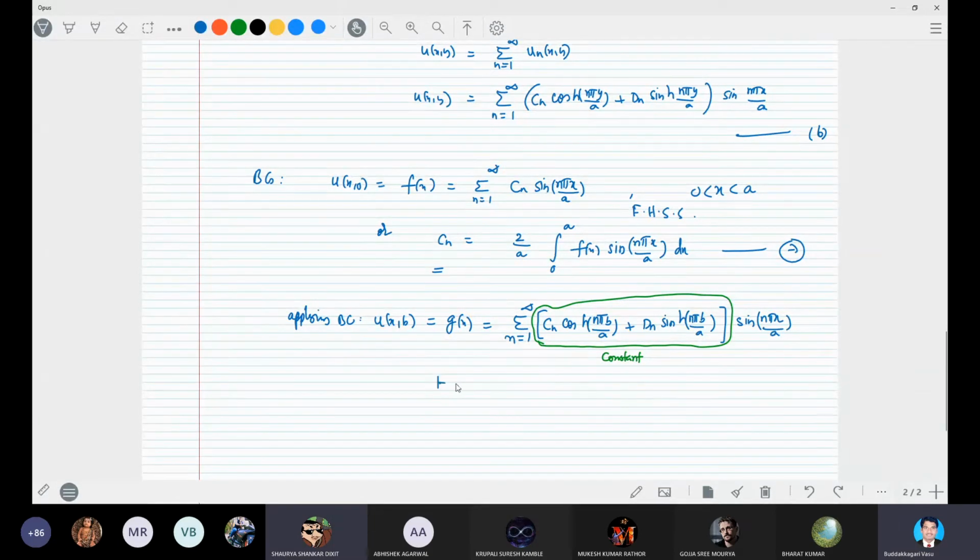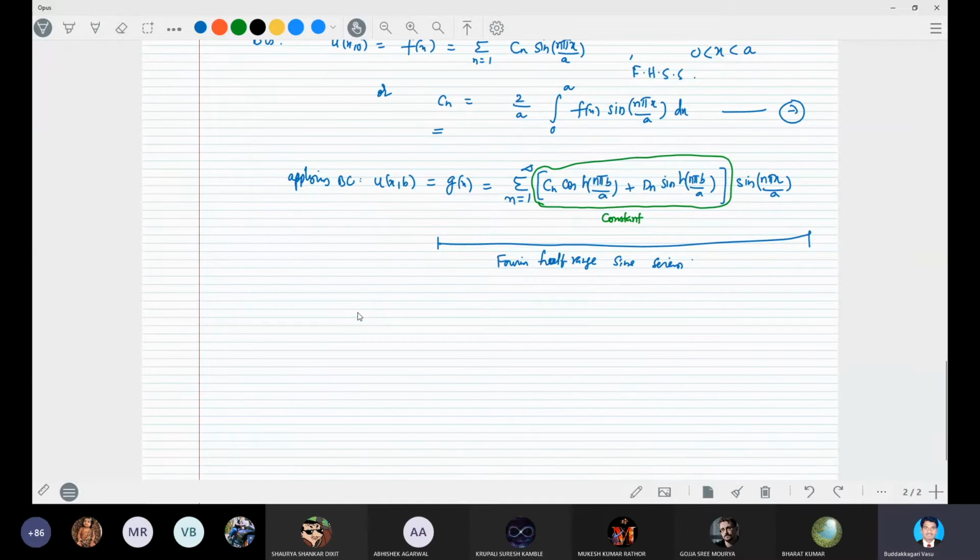So this part, until here, is a Fourier half range sine series, where the coefficient is Cn cosh(n pi b / a) plus Dn sinh(n pi b / a), which is equal to 2/a times the integral of g(x) sin(n pi x / a) dx.